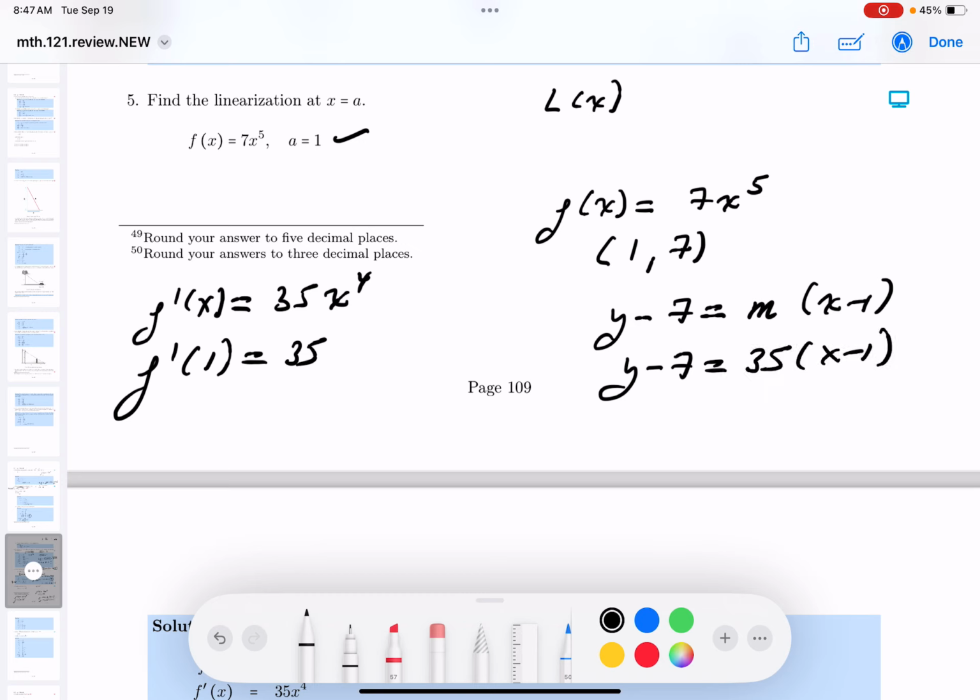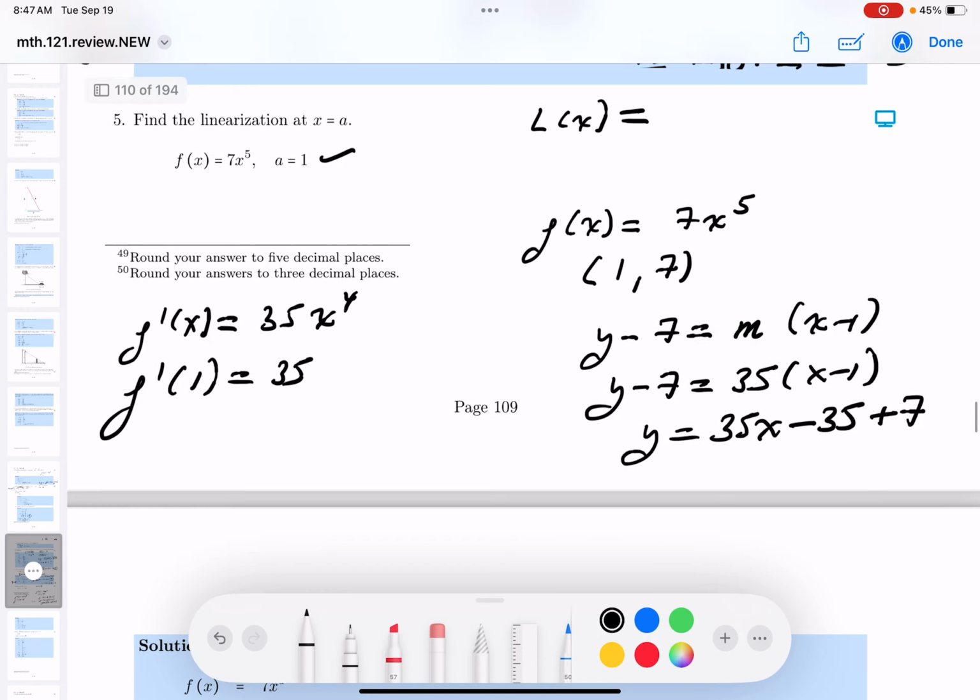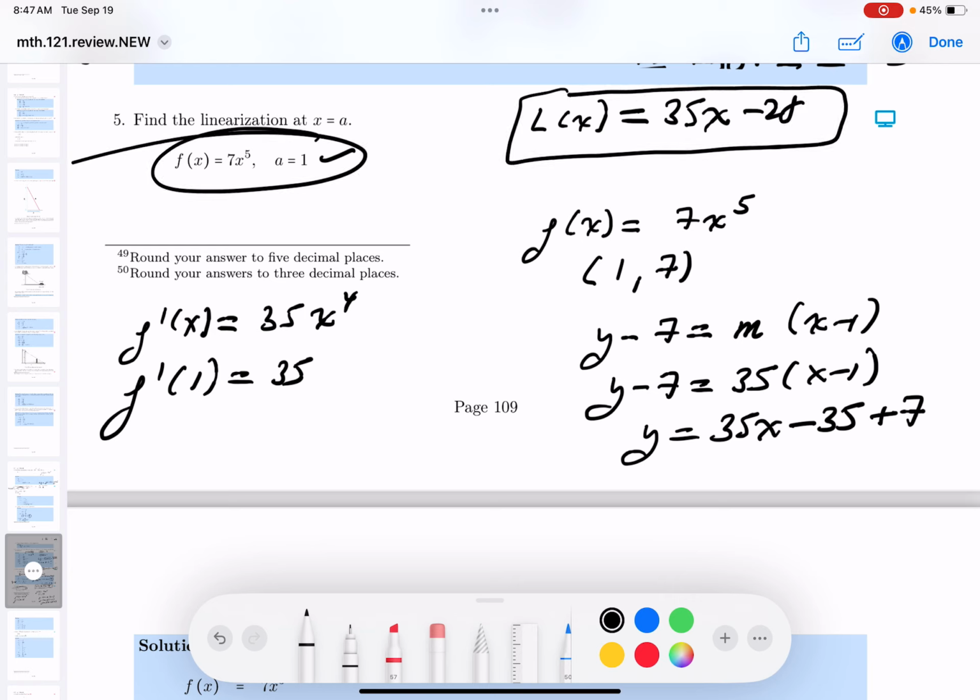I want to solve for y because that's what the function is. So it's going to be y equals 35x minus 35 plus 7. So what do you get over here? Well, what's the y? It's 35x, and then minus 35 plus 7 is minus 28. This is the linearization of this question over here.